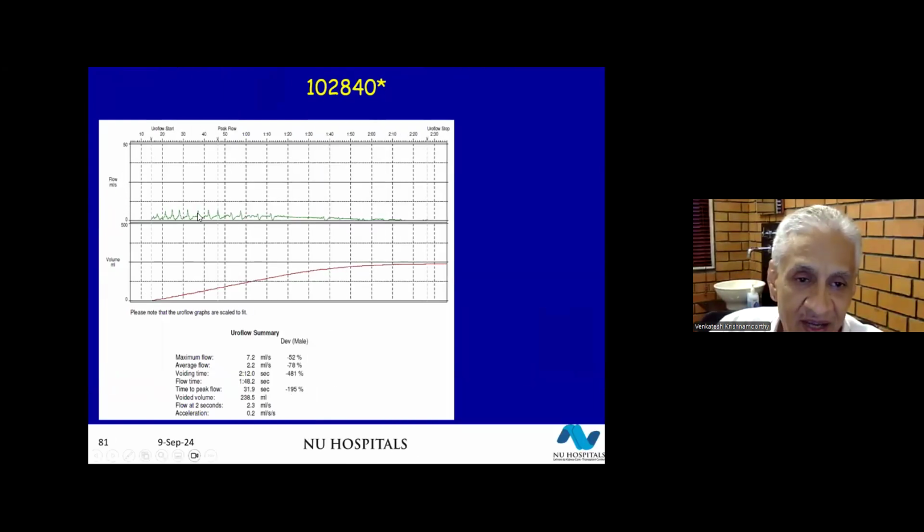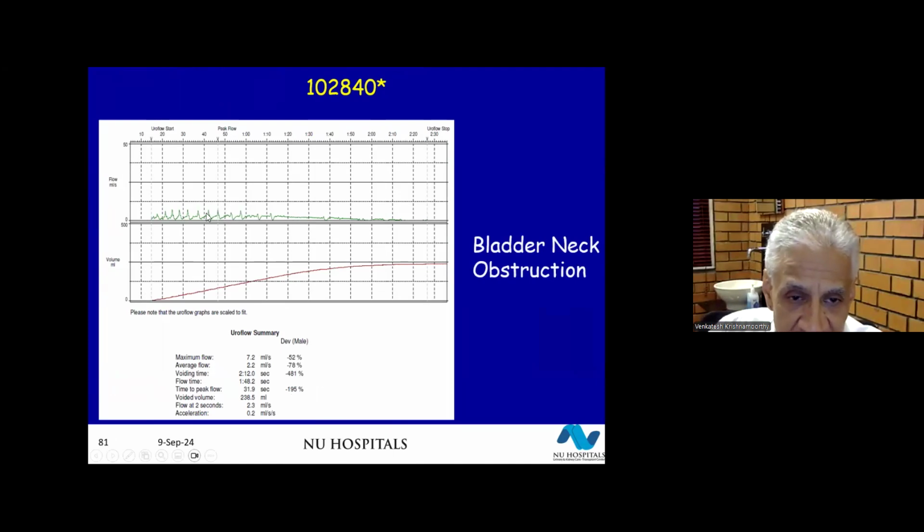Again, you have this kind of intermittent flow and staccato voiding. This is bladder neck obstruction. And you find that while this has happened, after some time, it is only a straight line with the poor flow.